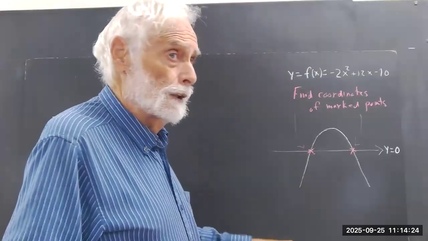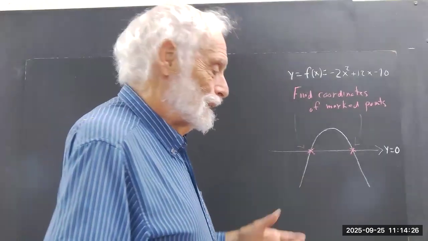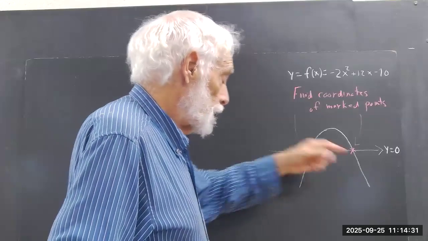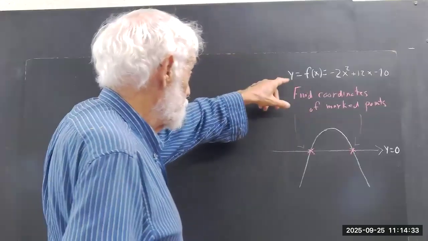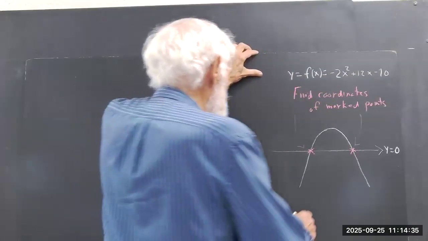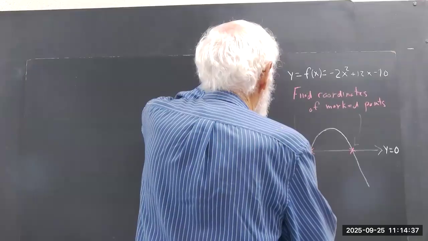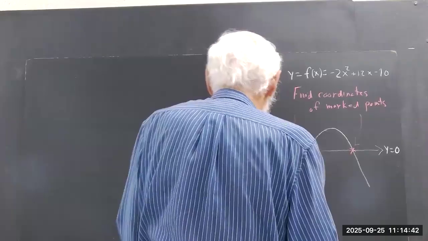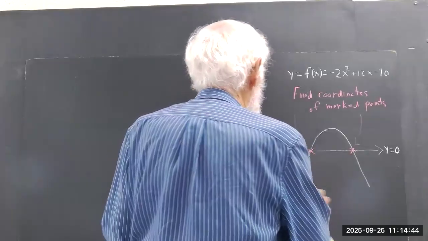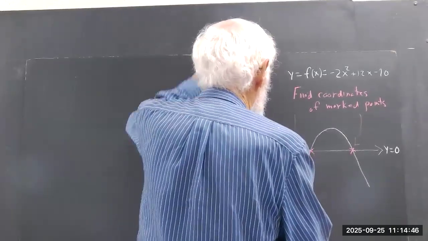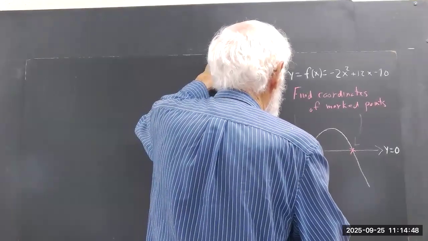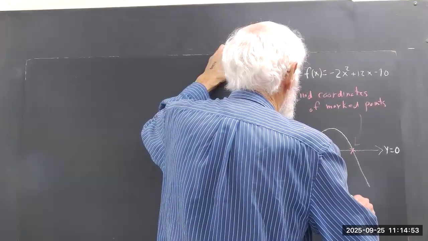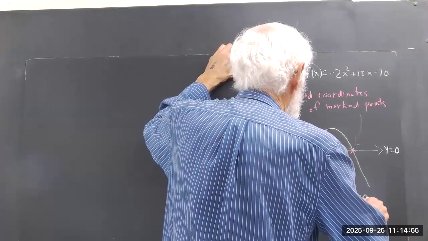Now, everybody that's here, and I don't know where everybody else is, but the half of the class that's here understands then that we're going to set y equal to 0, and we're going to get the equation 0 equals negative 2x squared plus 12x minus 10.